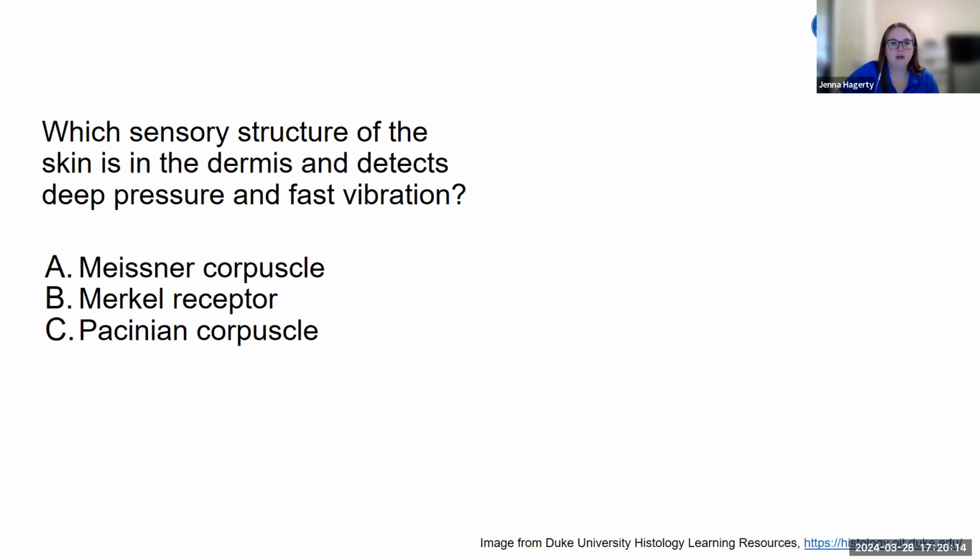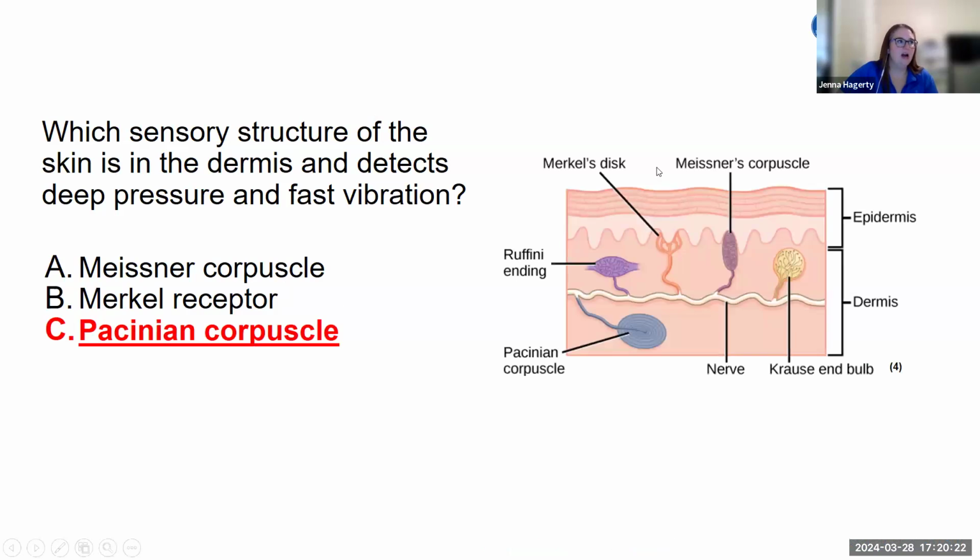End the poll and share results. The majority of you chose choice C, which is correct. This is a simpler schematic, which shows where, and in our learning objectives, we asked you to know the difference between Merkel's receptor, Meissner's corpuscles, and Pacinian corpuscles. The one that we're talking about here is in the dermis, and as you can see in that dermal layer, that's where our Pacinian corpuscle sits. This is going to be detecting deep pressure or fast vibration.